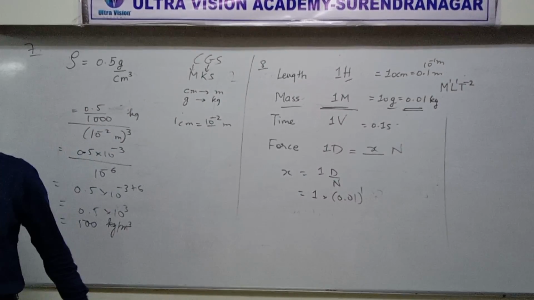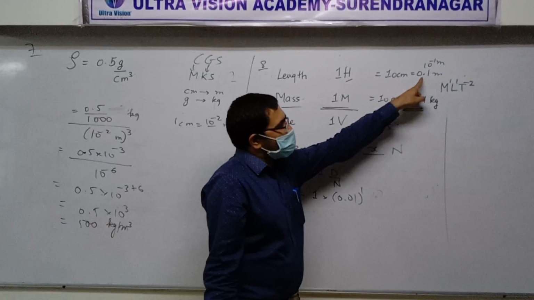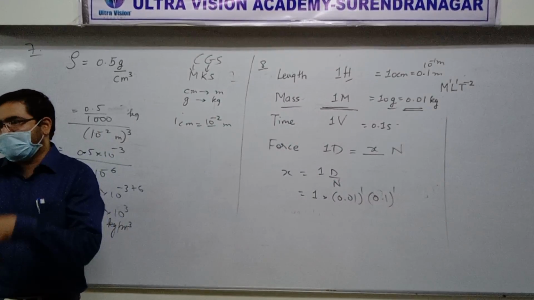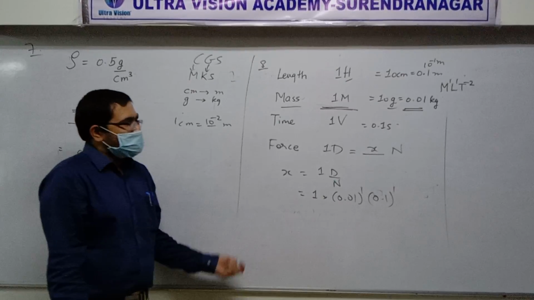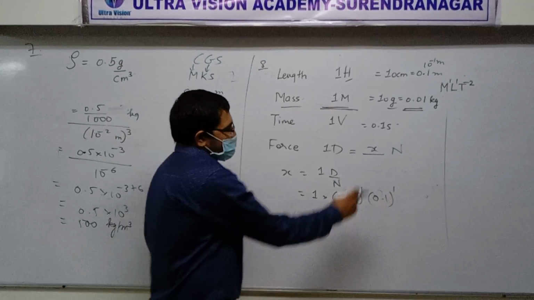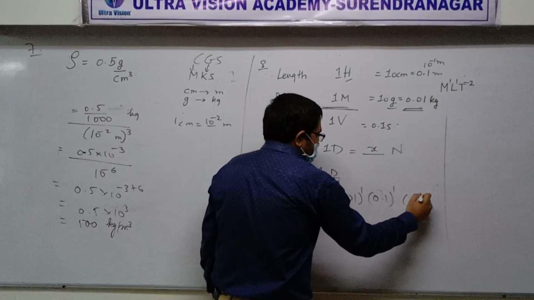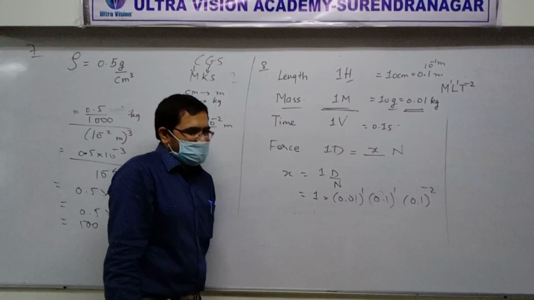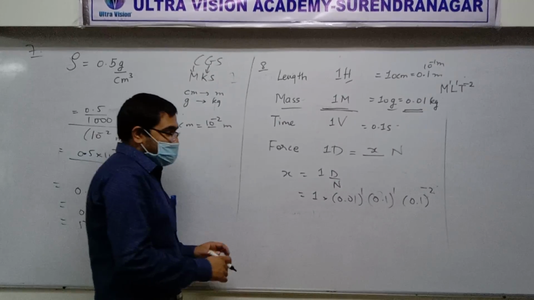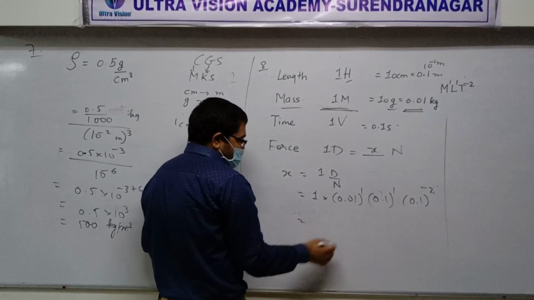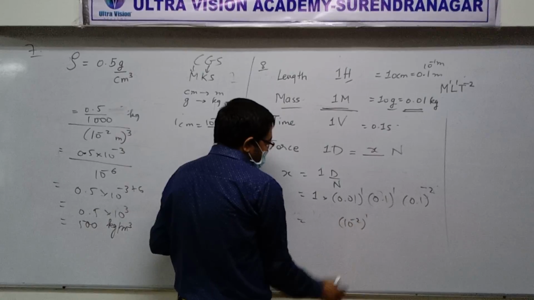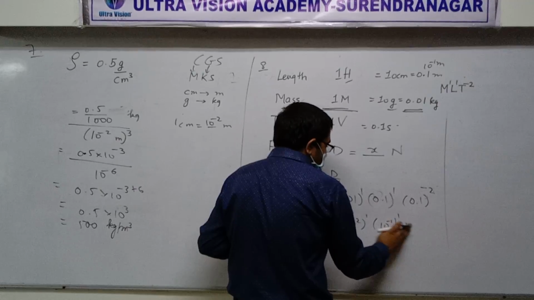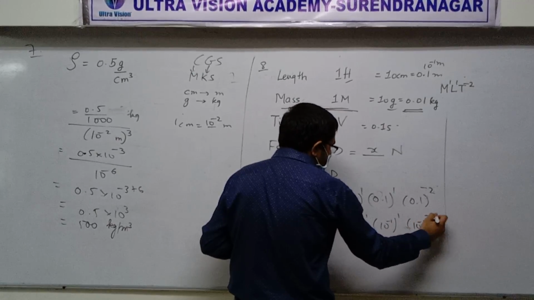Now length. Length raised to 1. Length is 0.1 and then to the power 1. What's remaining now? Time, raised to minus 2. You can do it like this, but it's much easier to do everything in form of powers. Instead of writing it like this, write it as 10 raised to minus 2 raised to 1, 10 raised to minus 1 raised to 1, and 10 raised to minus 1 raised to minus 2.